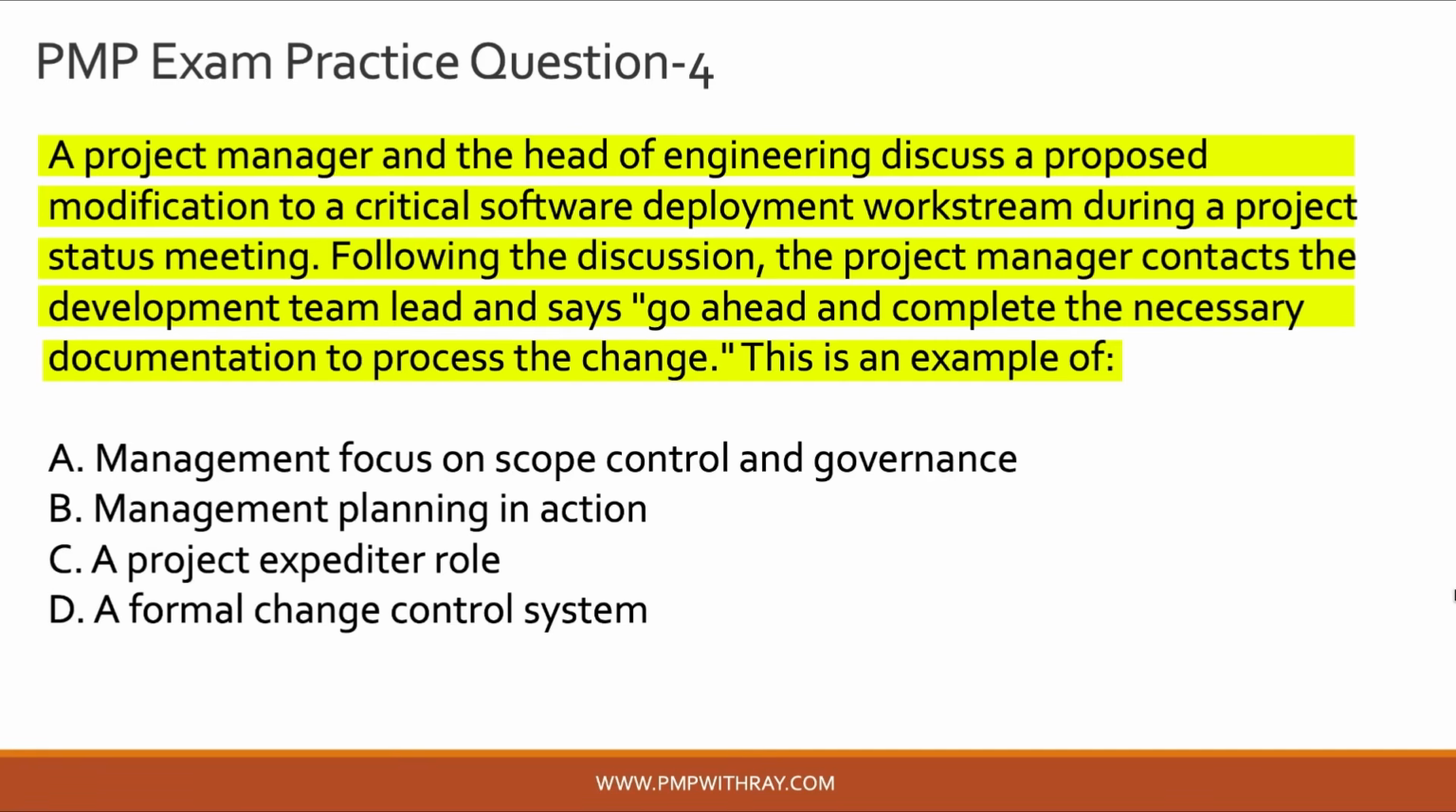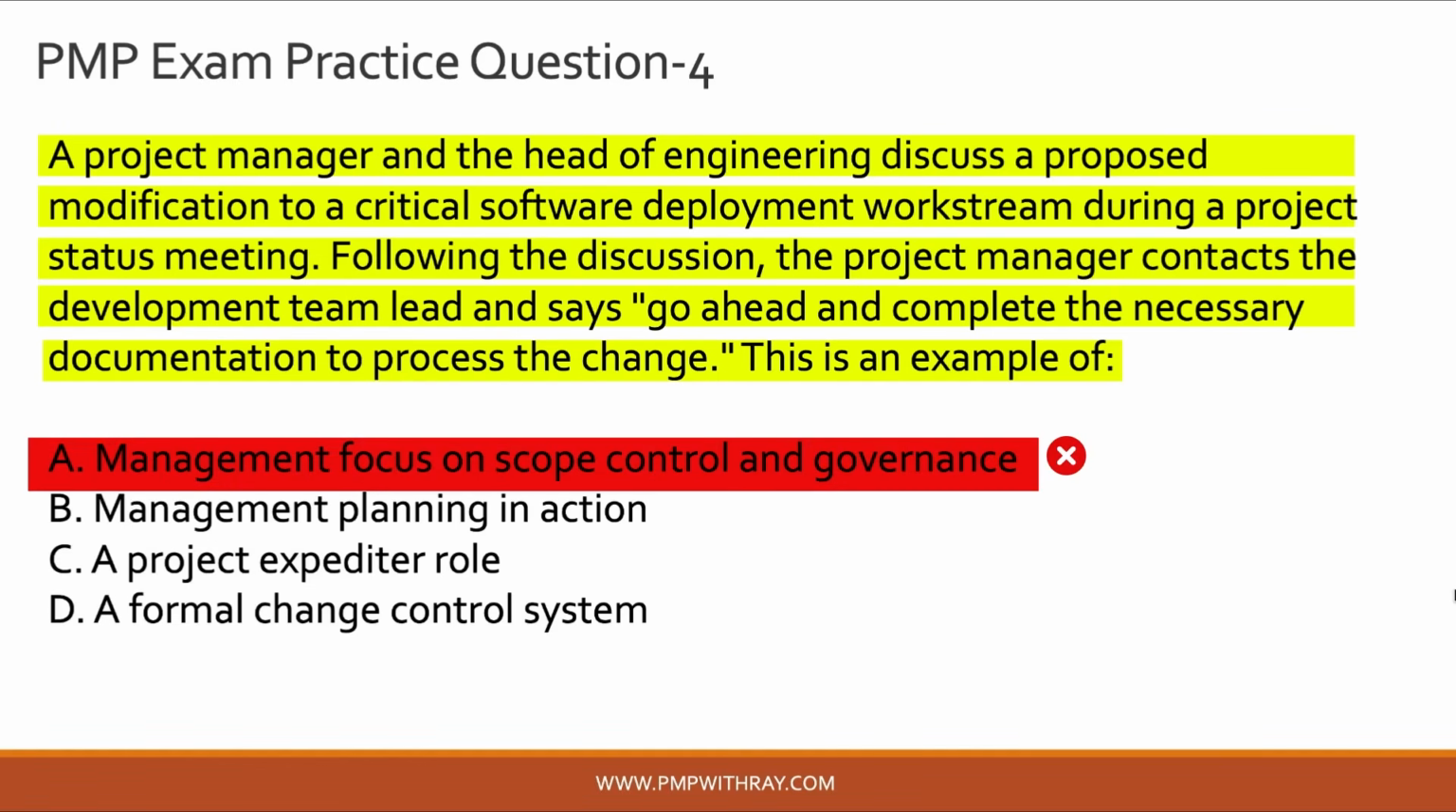Option A says that it is management focus on scope control and governance. Now that doesn't really make sense because scope control involves formal processes like tracking changes against the baseline, assessing the impact, getting approvals, basically the overall change management procedure, right? Simply relaying an instruction to fill out paperwork is not really scope governance, okay? That's just communication, and that is why option A is incorrect.